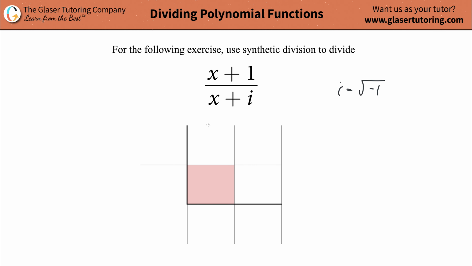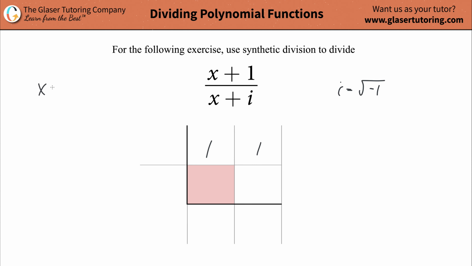And what's going to go in here is the coefficient of your x term. And then what's going to go in this little cell here is going to be your constant term. So look back to the dividend, or aka the numerator. Locate the coefficient of your x term. It's just a 1, so plug in 1 there. And then locate your constant term, and it's just a 1. So that takes care of that. Easy peasy.